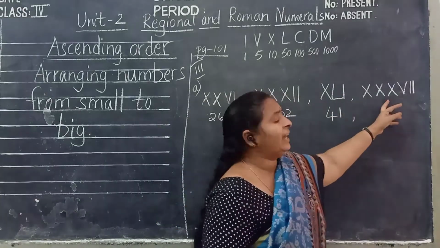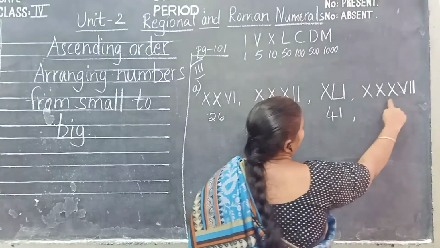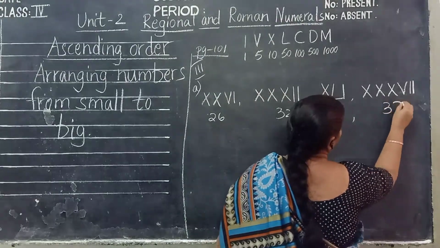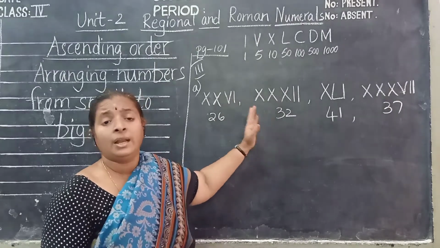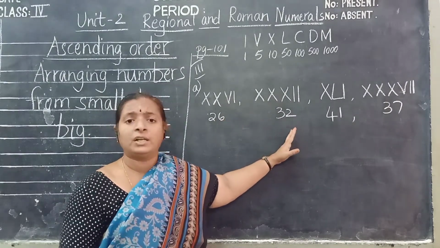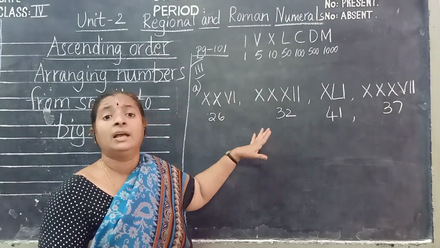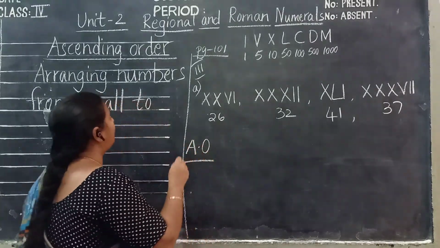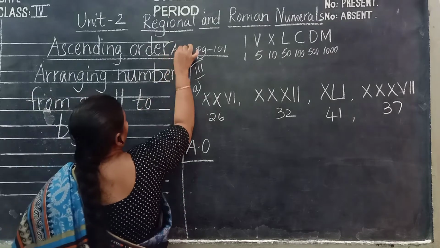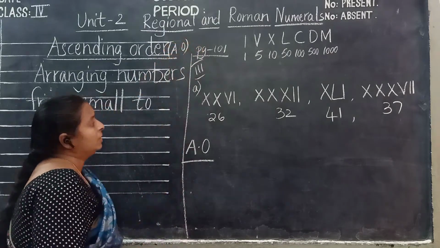This one 3x, children, 30. 30 plus 7, 37. Now we changed these into Hindu-Arabic numerals. Now, with the help of Hindu-Arabic numerals, we'll change them into ascending order. Ascending order, short form, AO.